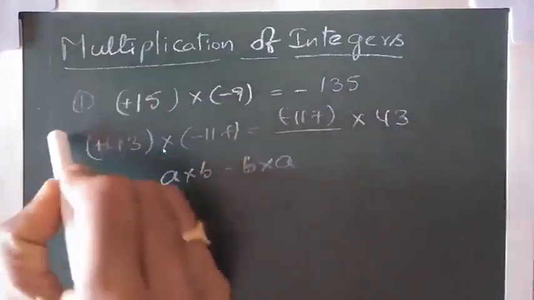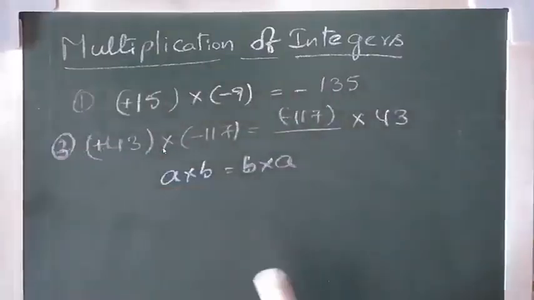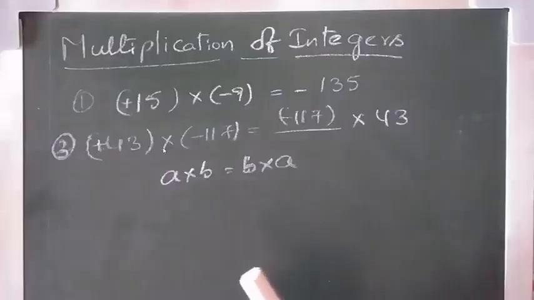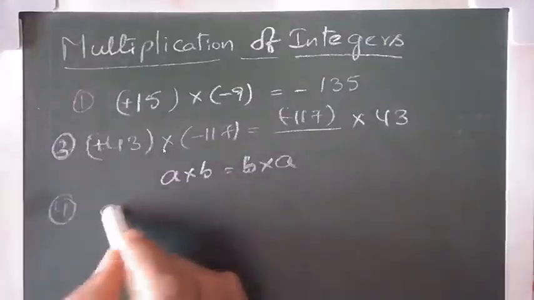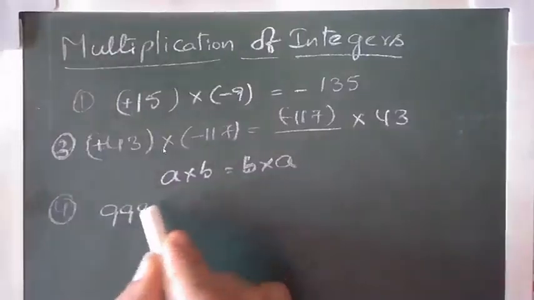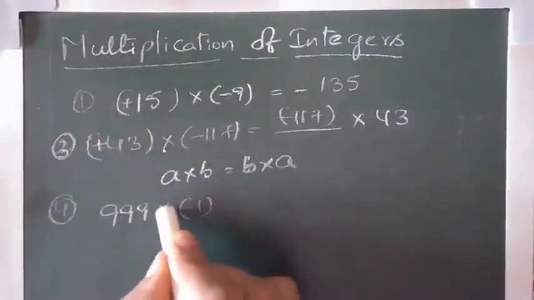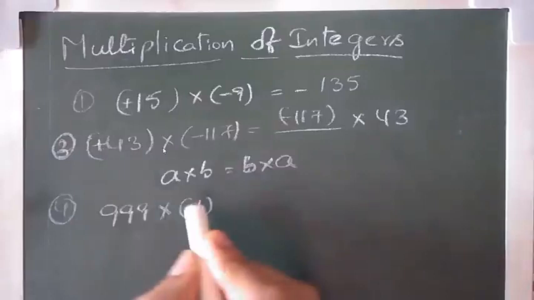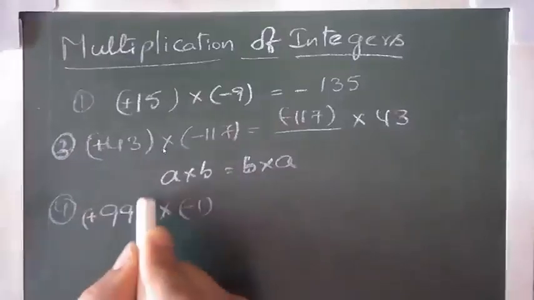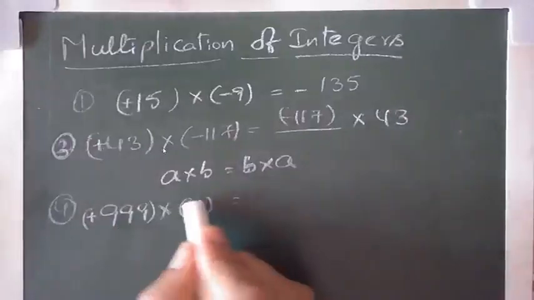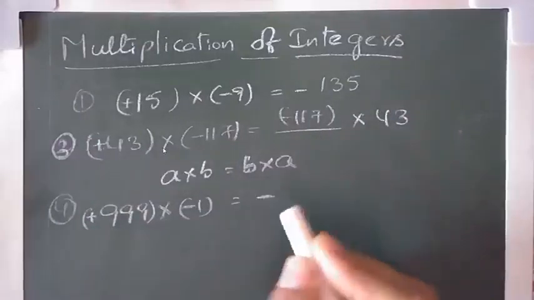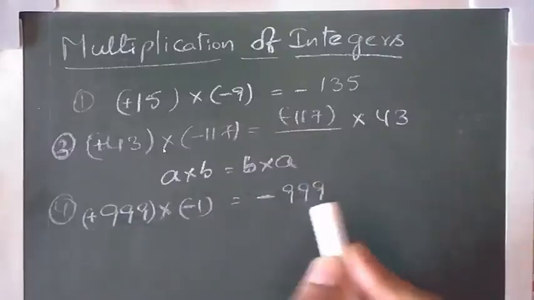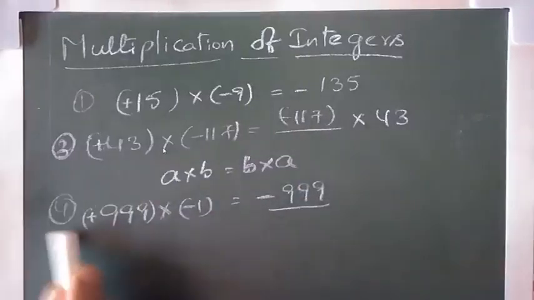So next, going to the next problem. Fourth is 999 into minus 1. Okay, so how to do this? You just multiply the signs first. This is plus 999, this is minus 1. So plus into minus is minus. 999 into 1 is 999. This is minus 999. Next, fifth one.